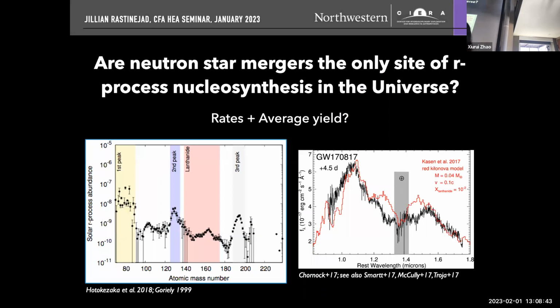So we have this one event where we detected a kilonova. We detected it in beautiful detail. We were able to obtain spectra of it, mapped it to models, and understand the fraction of lanthanides in it, or at least get some handle on it. And so a question that I think still stands right now is, are neutron star mergers the only site of r-process nucleosynthesis in the universe? And so what can we say from observations about their rates and average yields to try to understand this question?